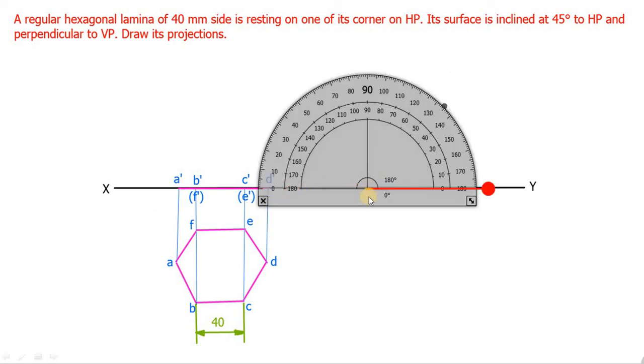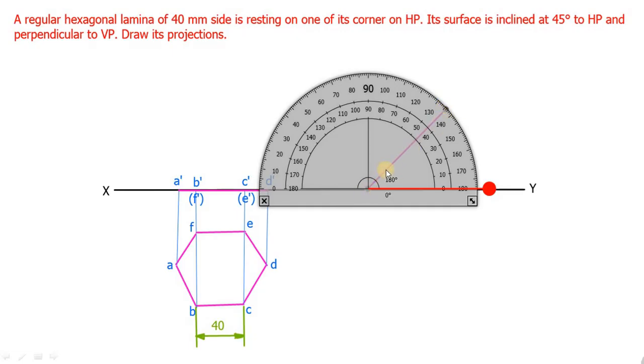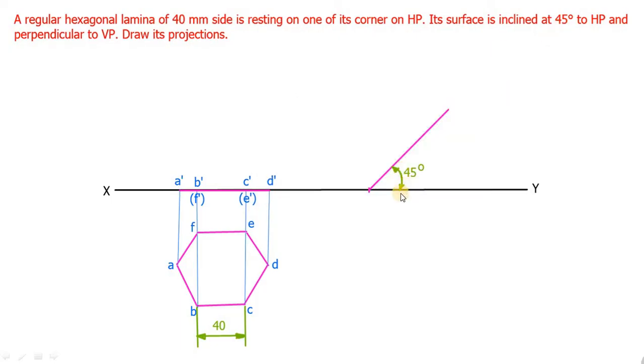For that, take the protractor, keep it anywhere over XY and mark 45 degree. The angle is 45 degree to HP. Then draw an inclined line from this point to the point where we have marked the angle. Clear? See here, I have marked the angle, that is 45 degree. So it is an inclined line, which is equal to this length. The length of this A dash D dash should be equal to this particular slanting line.